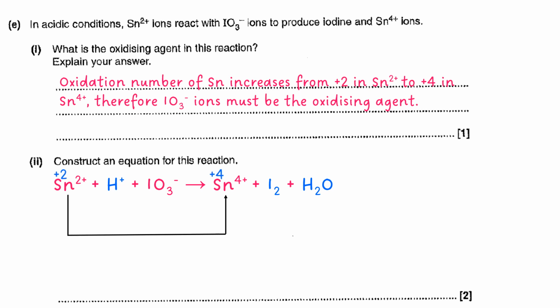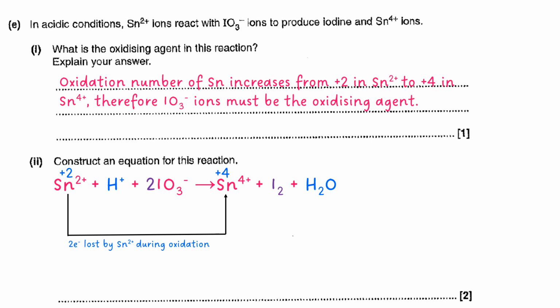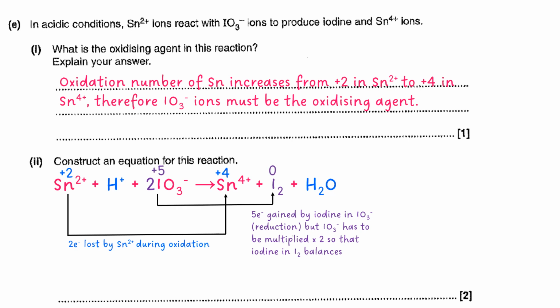So like we said, tin goes from +2 to +4. That means 2 electrons are lost by Sn2+ during oxidation. Now you'll see I've suddenly doubled the number of IO3 minuses. Why is that? That's because I've got 2 iodine atoms in my I2 molecule. So if we put in the oxidation number, you can see it's +5 for iodine in IO3 minus and 0 for iodine in I2. That suggests 5 electrons being gained. But it's happening to 2 iodines, isn't it? 2 iodine atoms. So actually there are 10 electrons being gained. So definitely we have an imbalance in the number of electrons being gained here.